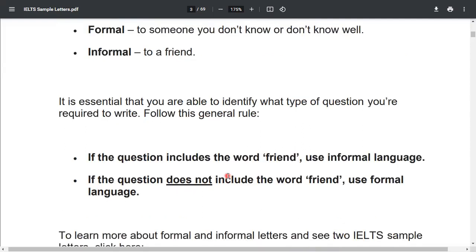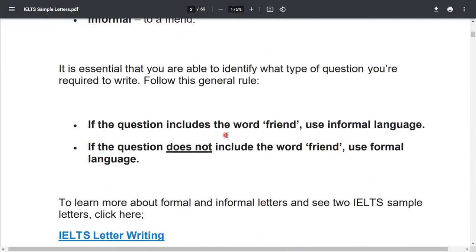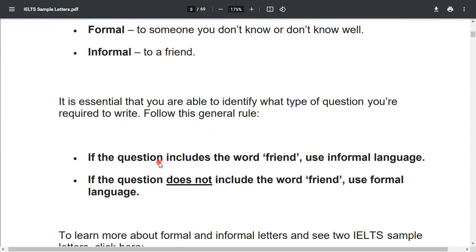Follow this general rule. As you can see here, if the question includes the word friend or anyone in your family, then you have to use informal language, so it's an informal letter. If the question does not include the word friend, then use formal language. As easy as that. Don't make it complicated.